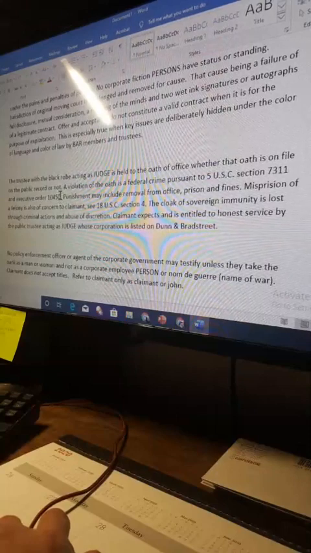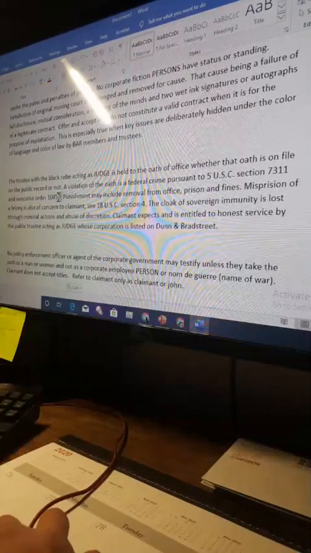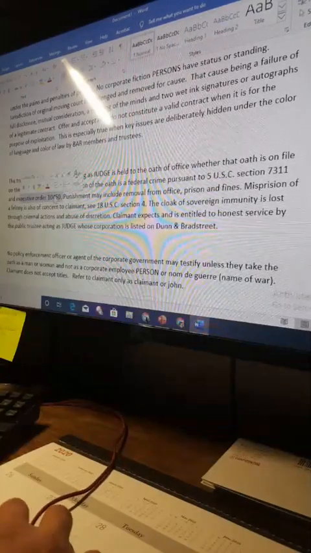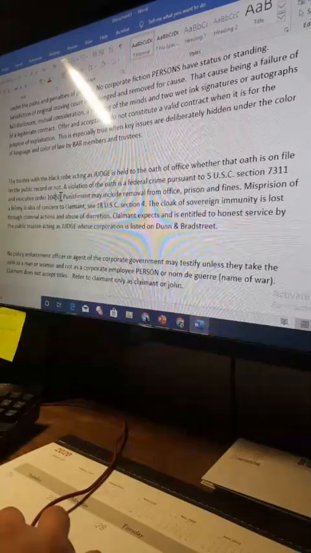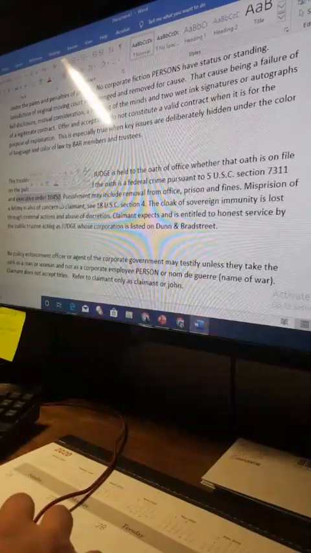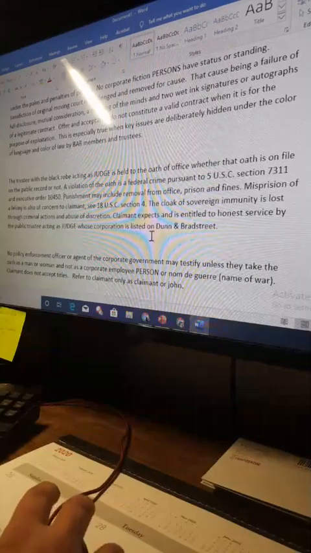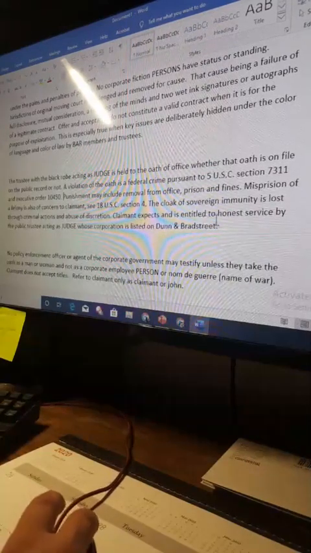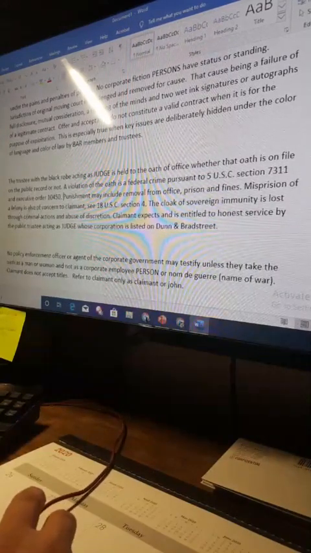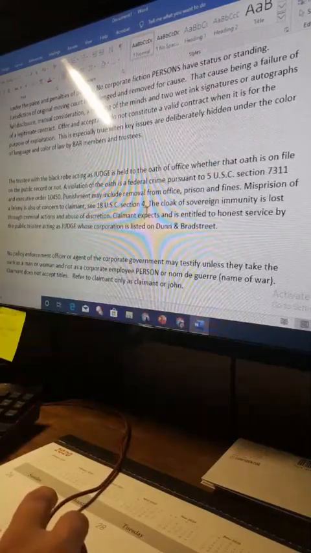The Pope can create law with the stroke of a pen, and he needs no other man to help him push it through. So executive orders are important. They identify what condition the United States corporation is in, which is a position of insolvency. They have nothing. They're bankrupt. They're broke. Punishment may include removal from office, prisons, and fines. Misprison of a felony is also of concern to claimant. See Title 18, Section 4.